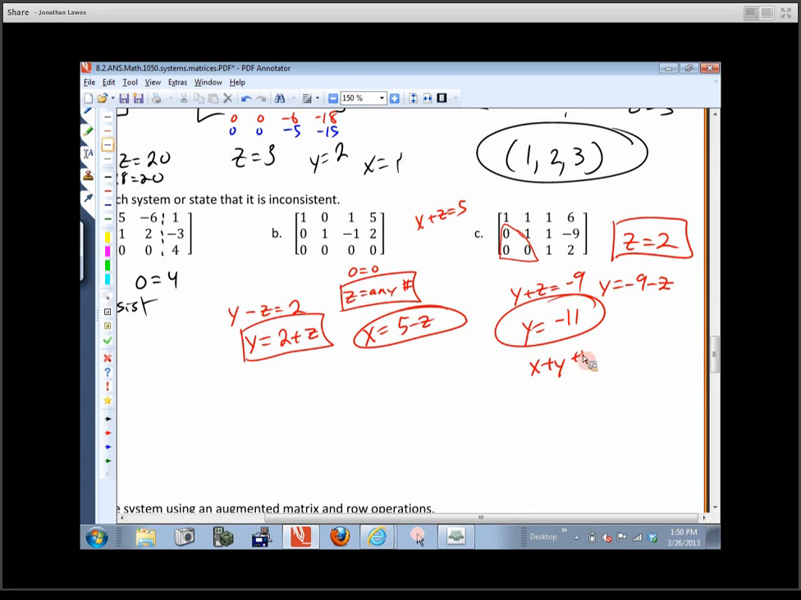x plus y plus z equals 6. Okay, watch please. I'm going to do this a little bit differently. Everybody agree that that's what the first row represents? Okay, I'm going to say x equals 6 minus y minus z.